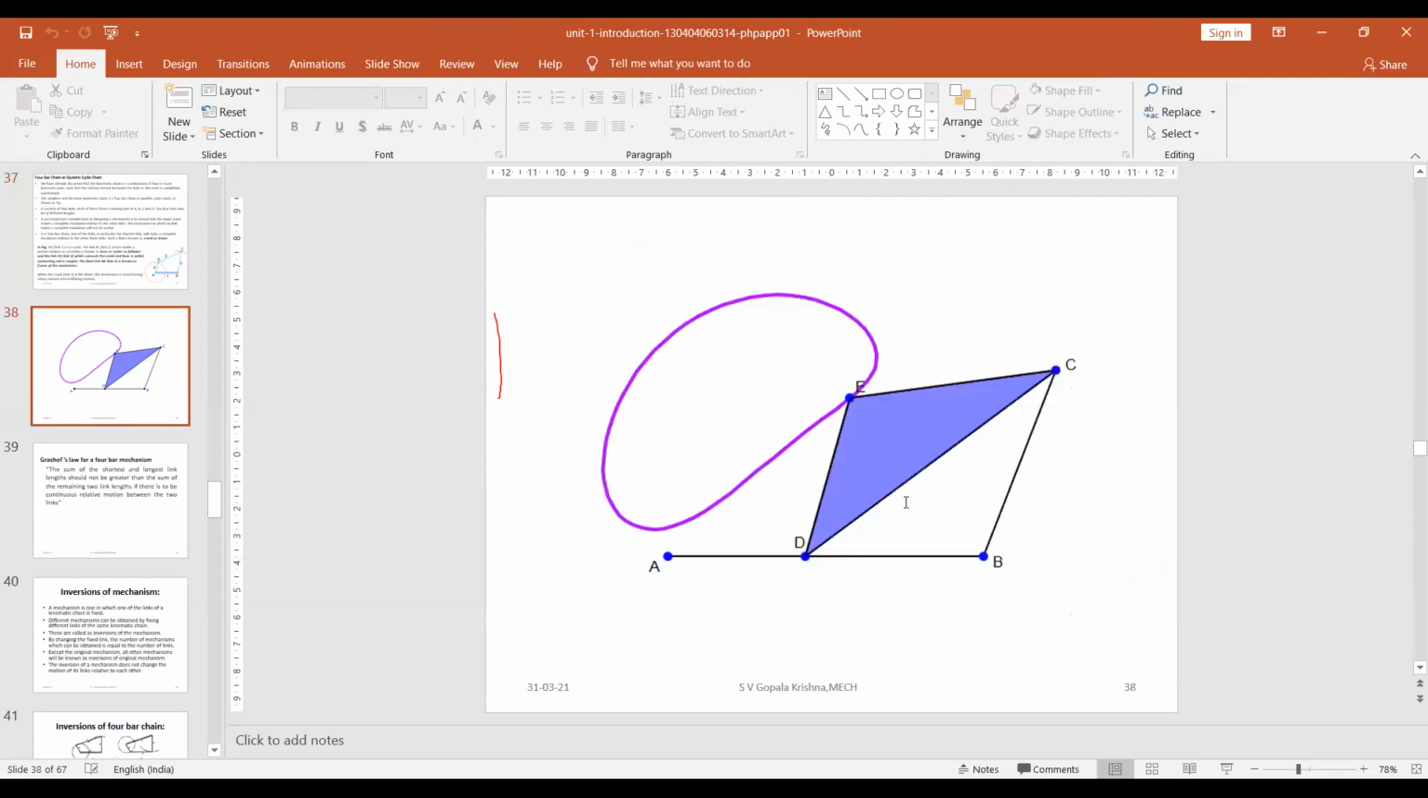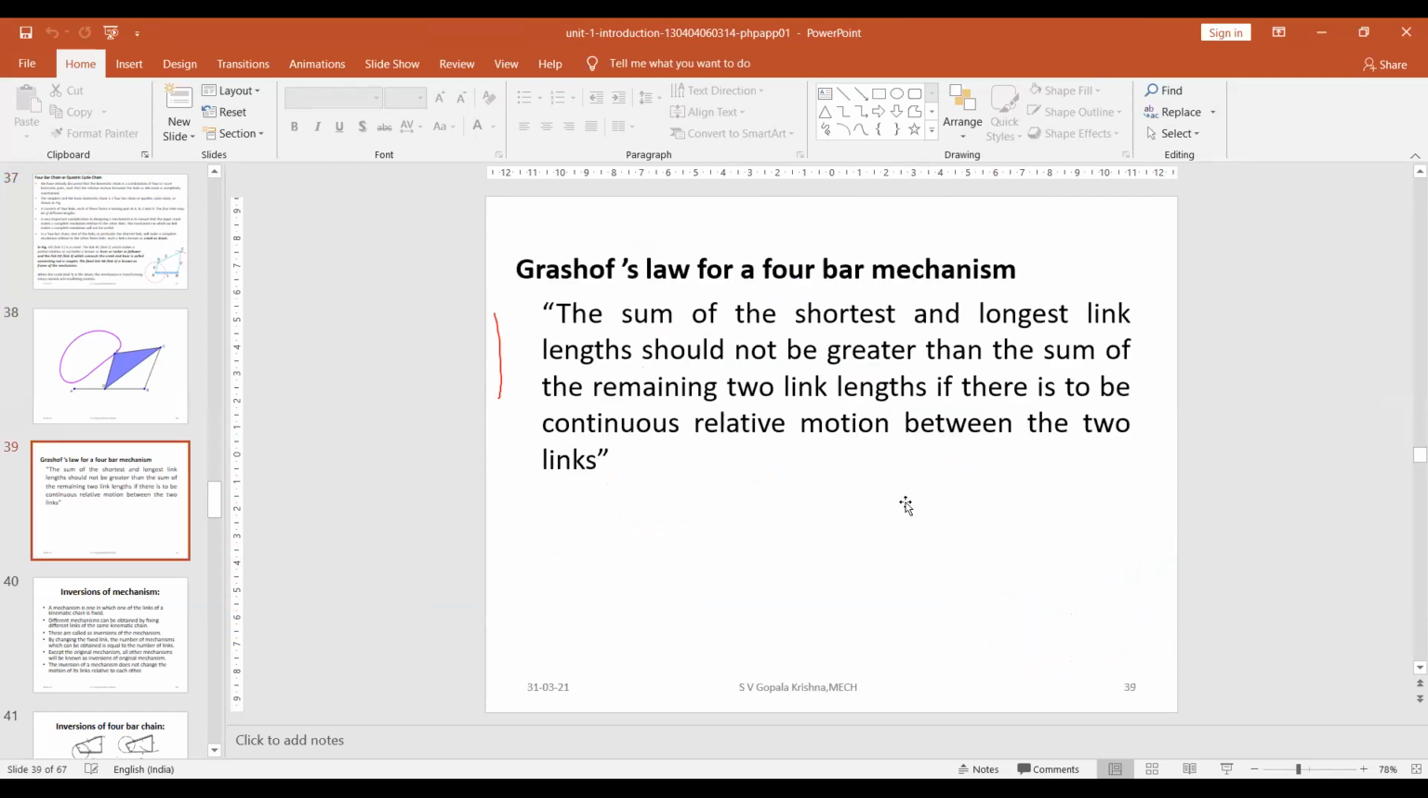Now we told one statement belonging to the 4-bar mechanism: the sum of the shortest and longest link lengths is less than the sum of the other two link lengths. When we maintain that condition, it belongs to our class 1 mechanism, and that is the 4-bar cyclic chain.